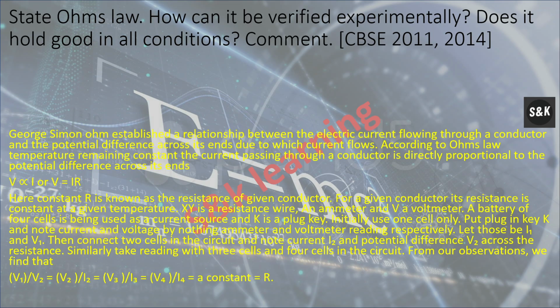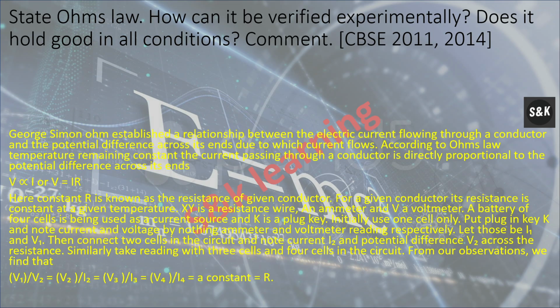XY is a resistance wire, with an ammeter and a voltmeter. A battery of 4 cells is being used as a current source, and K is a plug key. Initially use only one cell. Put the plug in K and note the current and voltage by noting the ammeter and voltmeter readings respectively. Let those be I1 and V1.